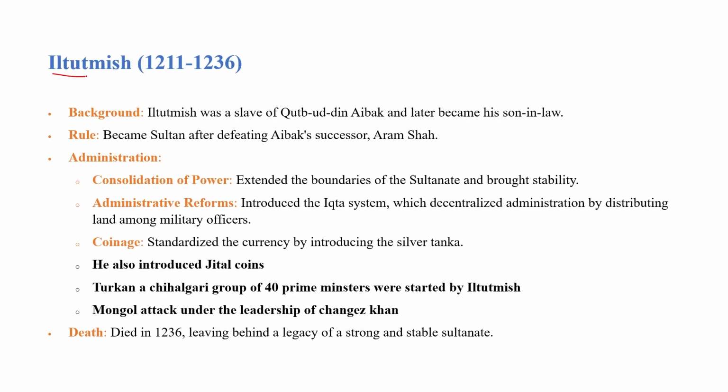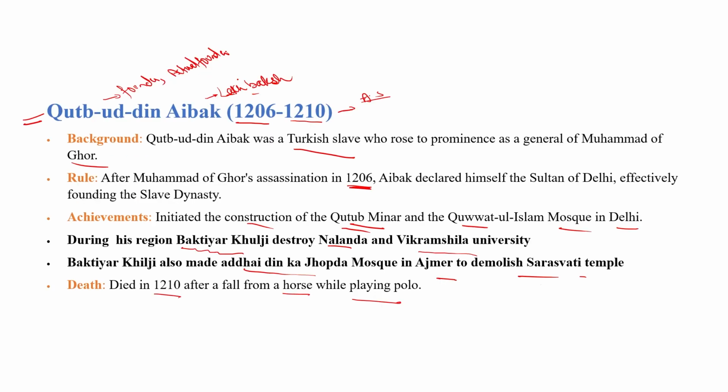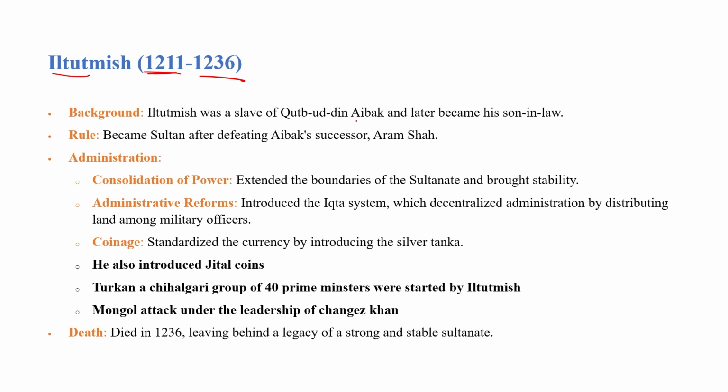So we have to discuss Iltutmish between 1211 and 1236. Between 1210 and 1211, after the death of Qutbuddin Aibak, Aram Shah was the ruler, and as Aram Shah was very weak, as we all know according to history, Iltutmish became ruler in 1211 till 1236.